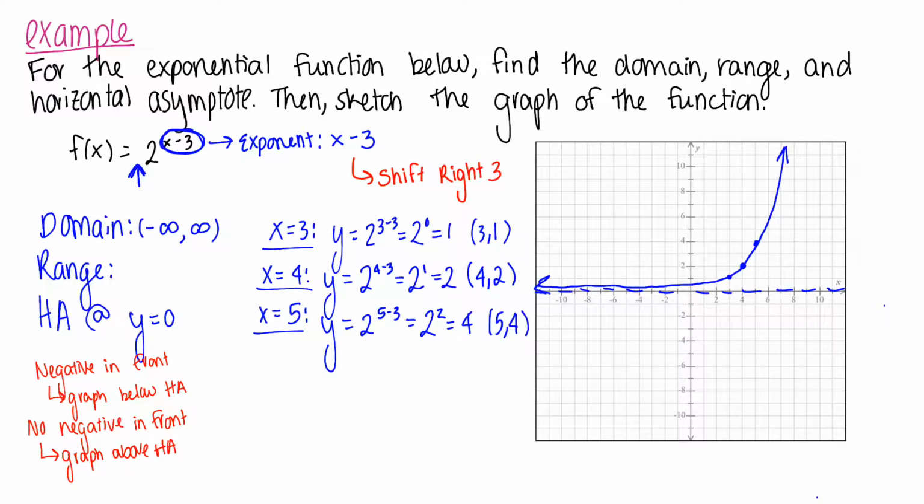So there's that. Last thing to talk about is the range. And as you can see, it starts at 0. It goes to infinity. So our range is 0 to infinity here. So as long as there's not a vertical shift and as long as there's not a negative out front, it's going to be 0 to infinity.